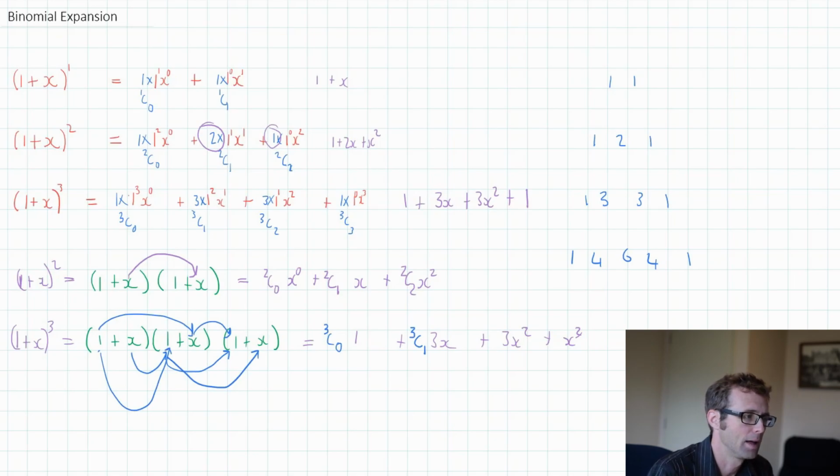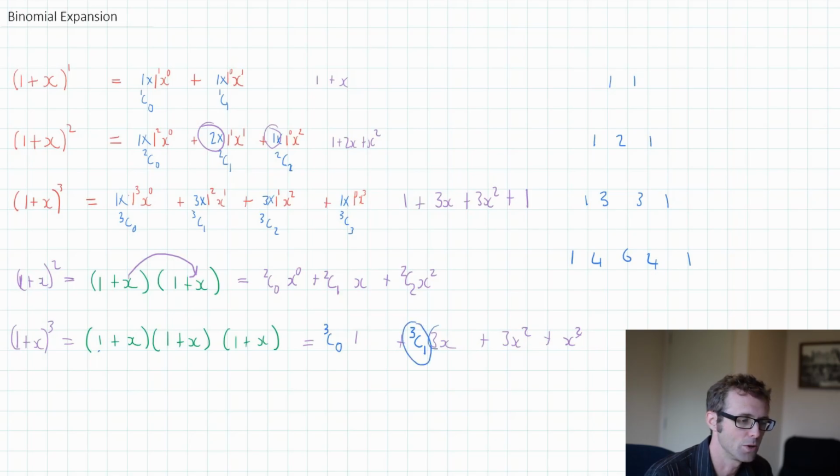Okay, and what about our x squared term? Sorry, just going back one, that 3 choose 1 is equal to 3. The next one is 3 choose 2. To get an x squared term, we have to have 2 of those x's multiplied. So 3 choose 2 happens to be 3.